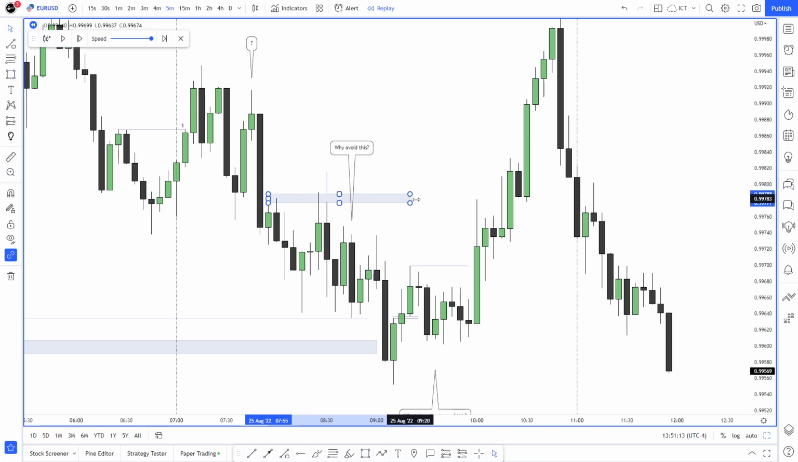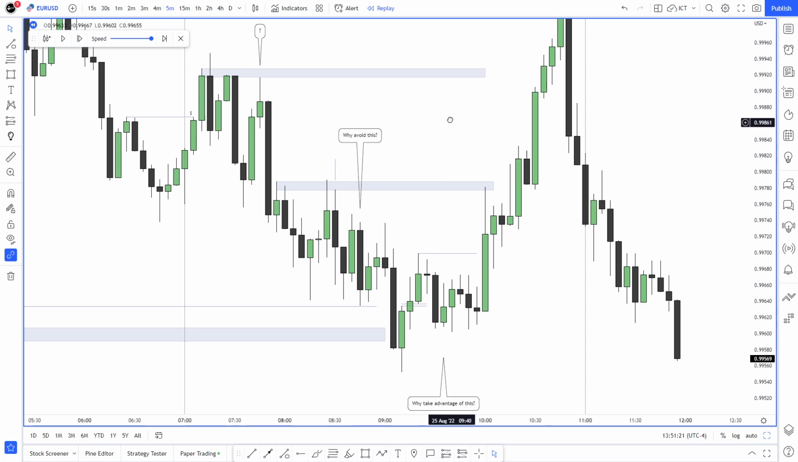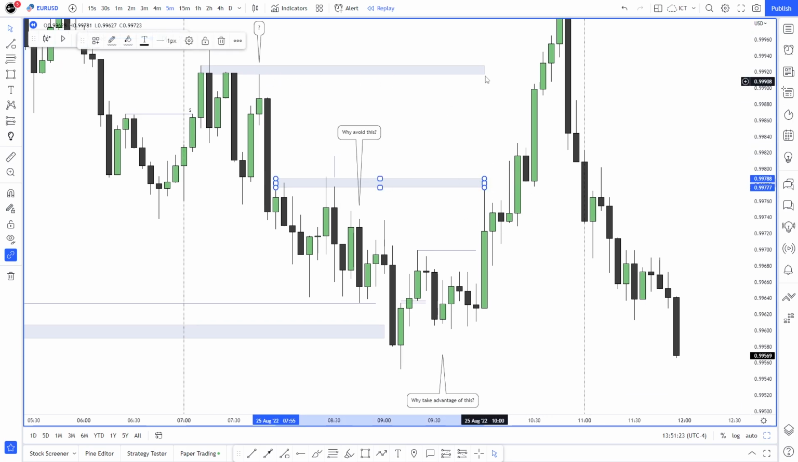What do we have there? Buy side liquidity. Do we have buy side liquidity up here? We do have a couple of multiple reactions around that level. This is not something I would have targeted. This is what I targeted with my paper trading trade.